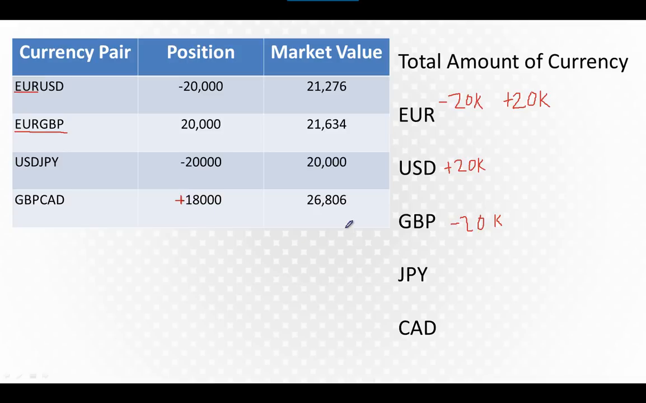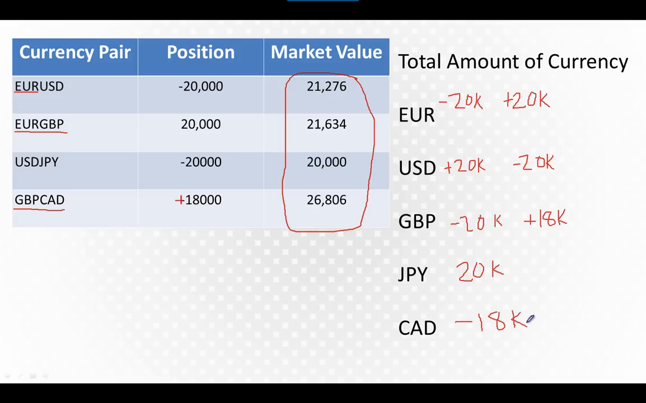All right. So next one, they are short $20,000 yen. So they're short $20,000. They're long 20,000 yen. And over here, pound CAD, they're long 18,000 worth. Now again, I'm not doing the math correctly. If you want to do the math correctly, you go with market value. I'm not going to do that. We're just going to go with position size. I'm just doing this to show you the concept. They're long 18,000 a pound, and they're short 18,000 of CAD.